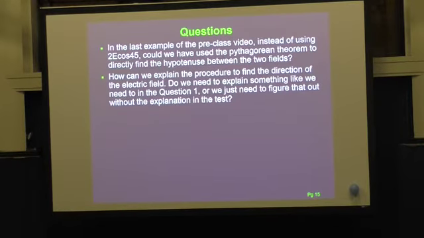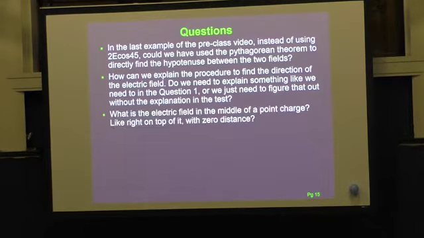How can we explain the procedure to find the direction of the electric field? Do we need to explain something like we need in question 1, or just figure that out without the explanation on the test? So I think they're talking about number 1 from the PCQ, and I think it's definitely fair game that we could ask you a question like that PCQ on a test, okay? And so you want to be able to calculate this, but you also want to be able to explain like you did in that PCQ1, okay?